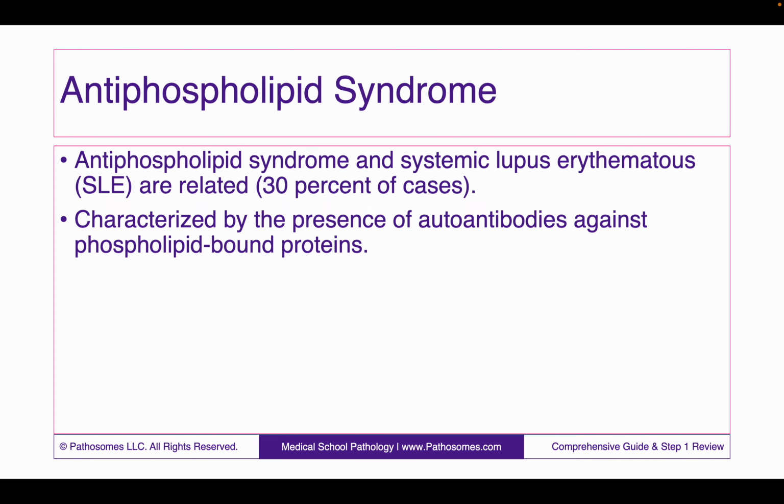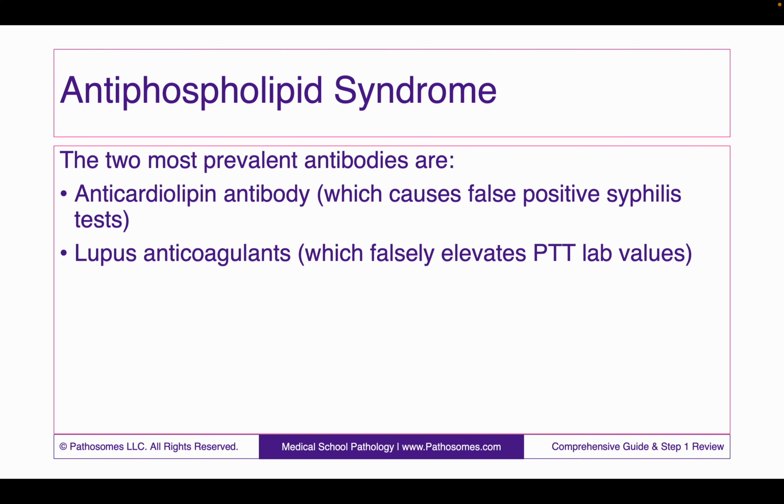It's characterized by the presence of autoantibodies against phospholipid-bound proteins. The two most prevalent antibodies are anti-cardiolipin antibody, which interestingly causes false positive syphilis tests, right? What really causes syphilis? Treponema pallidum, right? Also, regarding antiphospholipid syndrome, another antibody that you need to be aware of is lupus anticoagulants, which falsely elevates the PTT lab values.